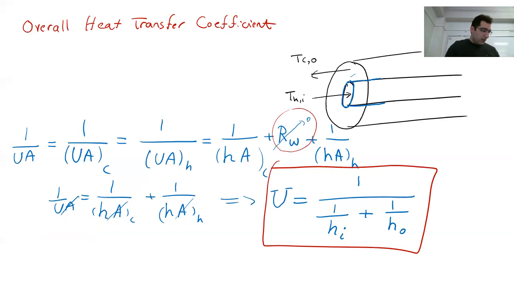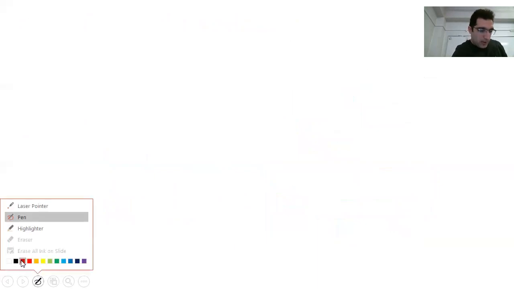So this way we can find U, that later we're going to see how we can use the overall heat transfer coefficient U to design a heat exchanger. So let's put U here as the overall heat transfer coefficient. Now, let's do the energy balance for a typical concentric tube heat exchanger. So let's talk about the overall energy balance.